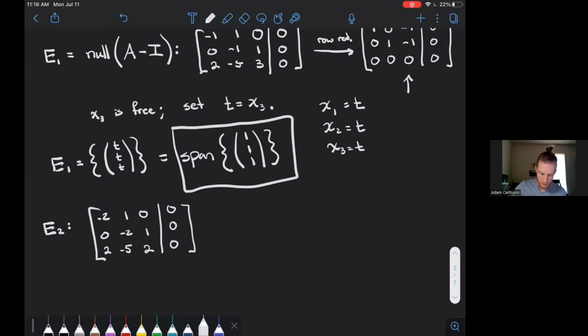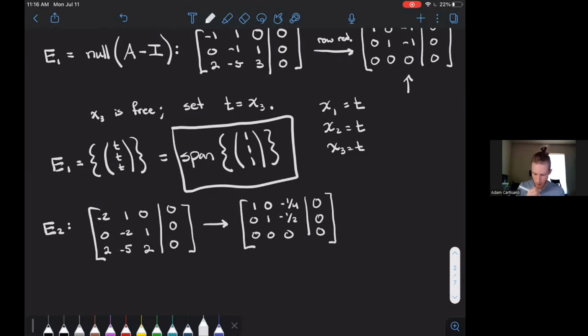And when we row reduce, it will look like 1, 0, -1/4, 0, 1, -1/2, 0, 0, 0. Okay, and so once again, we have a free variable, which we were expecting.